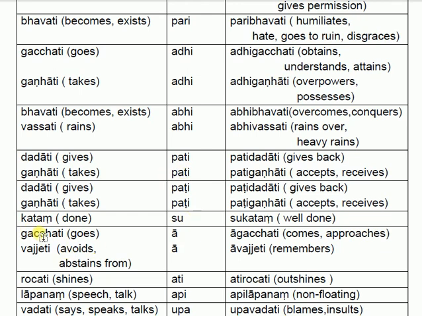Here katam done, then we add the prefix su, sukatam well done. And gacchati goes, we add prefix a, agacchati, then comes or approaches. Vajjeti means avoids or abstains from. And now we add the prefix a, then avajjeti. Avajjeti means remembers. Let's go down.